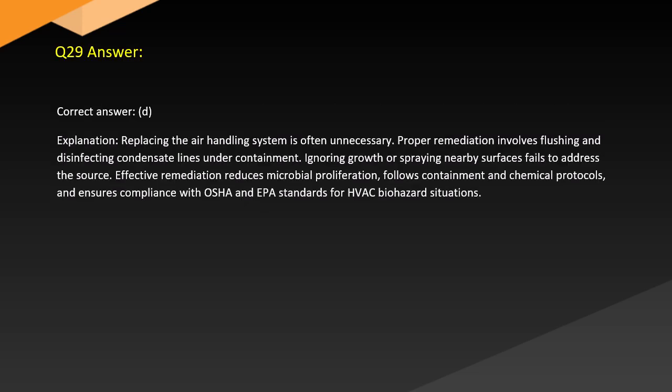Answer. Correct answer, D. Explanation. Replacing the air handling system is often unnecessary. Proper remediation involves flushing and disinfecting condensate lines under containment. Ignoring growth or spraying nearby surfaces fails to address the source. Effective remediation reduces microbial proliferation, follows containment and chemical protocols, and ensures compliance with OSHA and EPA standards for HVAC biohazard situations.